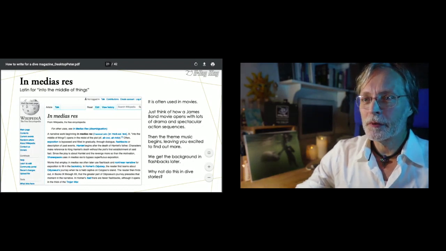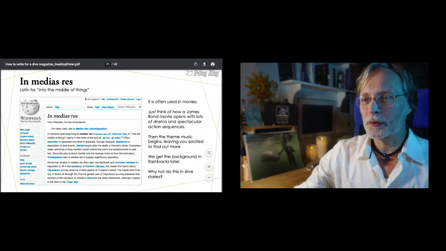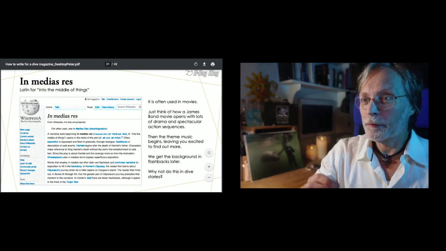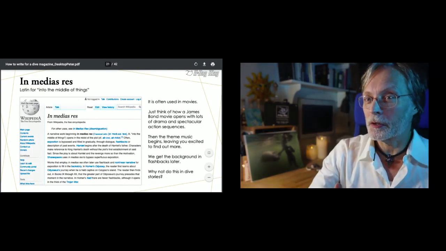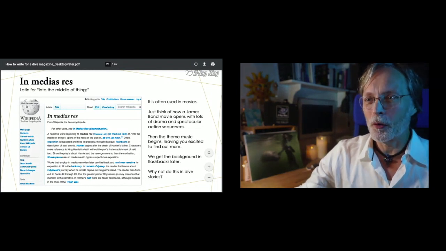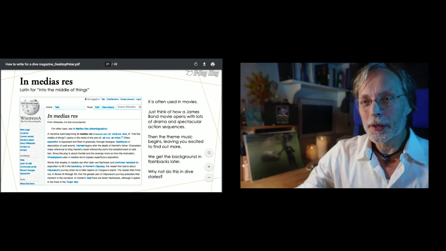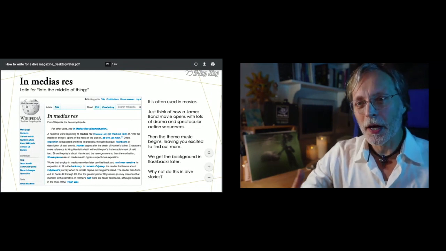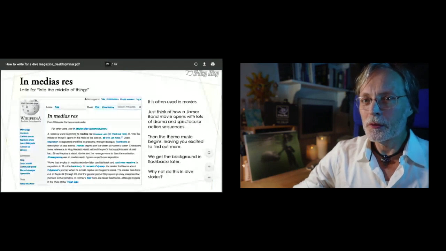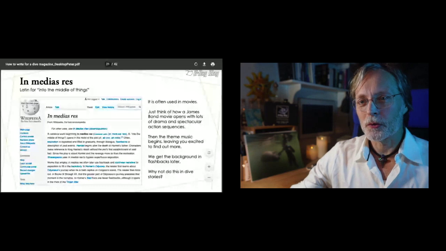Just think of how a James Bond movie opens with lots of drama and spectacular action sequences, after which, not before, the theme music starts, leaving you excited to get the context and find out what that was all about. We get the background later as flashbacks or description of past events. And we can do the same. Why not? It creates some tension with story arcs.